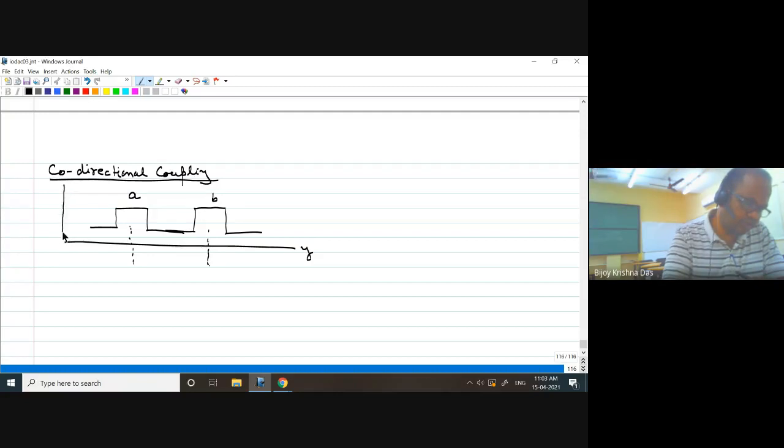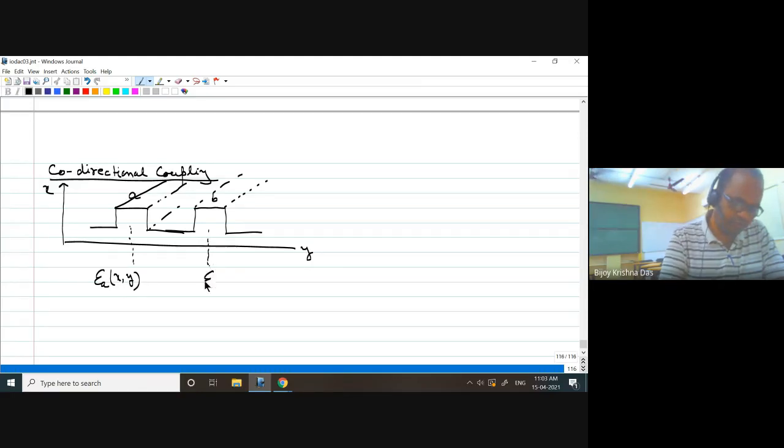And then you have z, and if the waveguides are parallel to the z axis, and individually we solve the field distribution, we can say that the field distribution of A can be E_A(x,y), and you can consider the field distribution of the B waveguide as E_B(x,y), and then you have your propagation constants beta A and beta B.